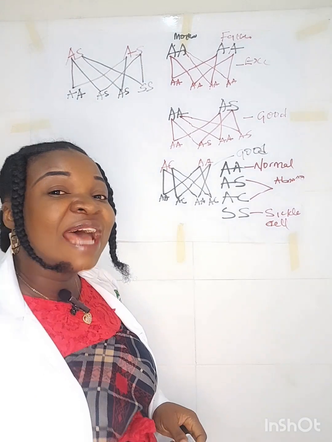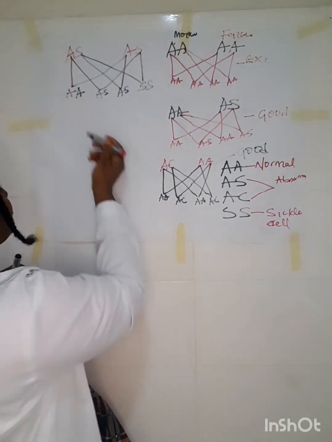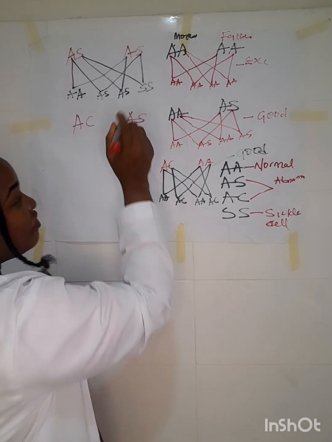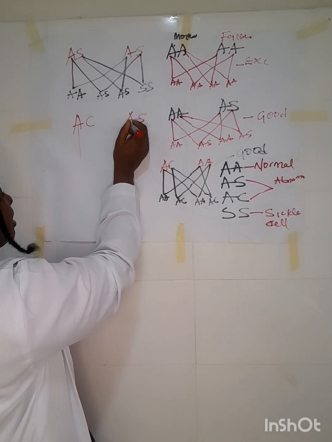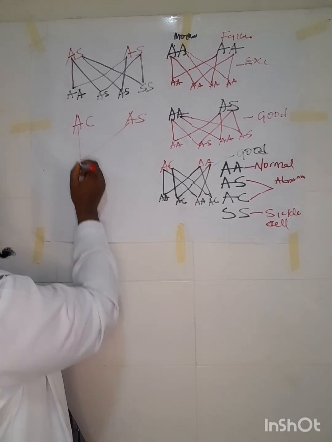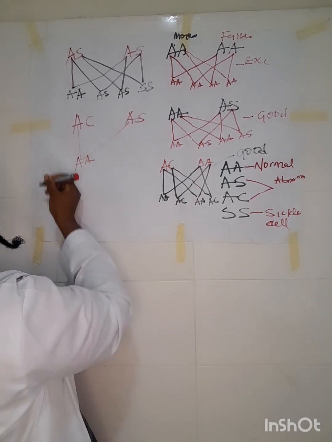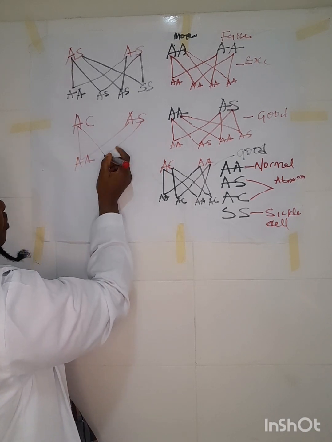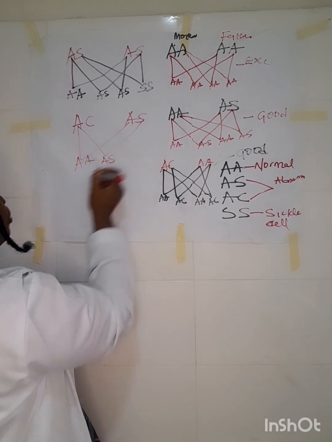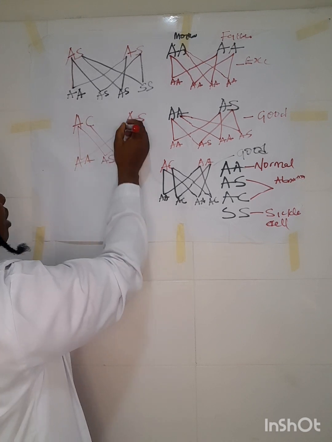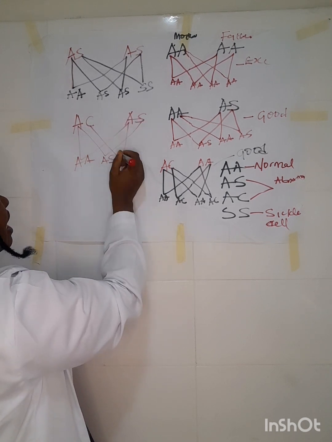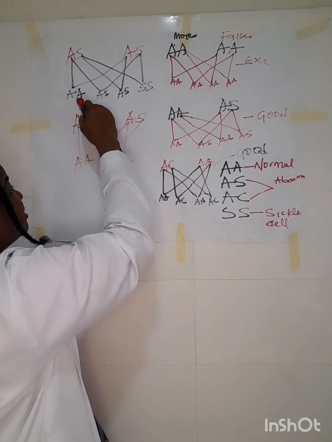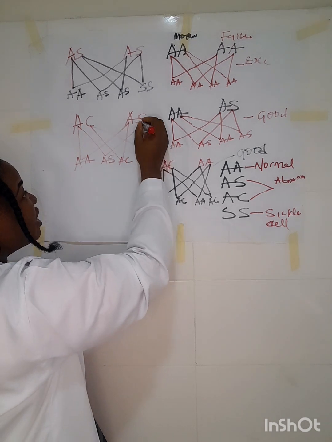Let's do so that we see what we get. This is an AC mother married to an AS father. The first A from the mother combines with the first A from the father. You have an AA child. The first A from the mother combines with the S from the father. You get an AS child. The C from the mother combines with the A from the father. You have an AC child. Now, the C from the mother combines with the S from the father. This is SS.